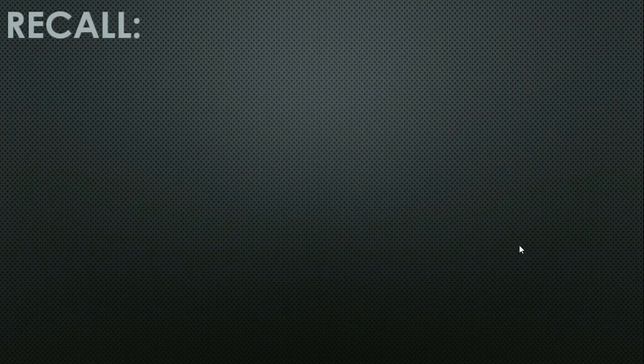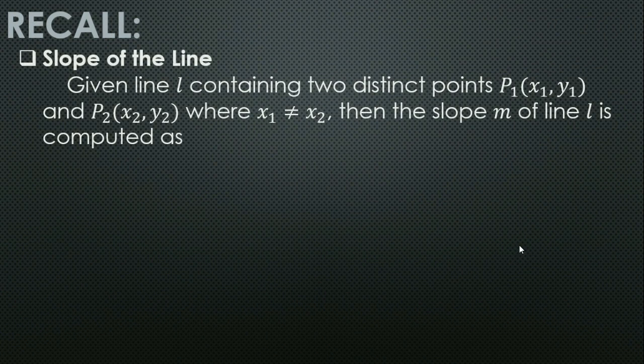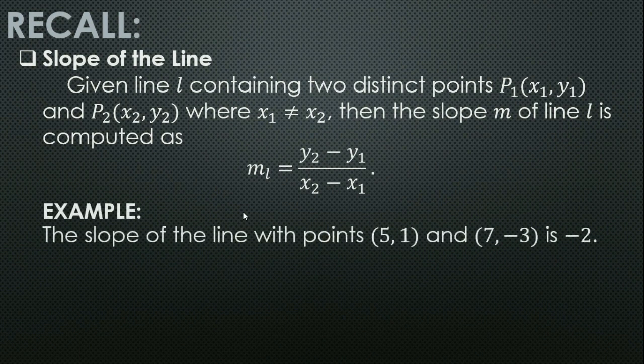Before we start discussing circles, let's try to recall these important formulas. Slope, distance formula, and the midpoint formula. Slope of the line. Given line L containing two distinct points, P sub 1, which contains coordinates x sub 1, y sub 1, and the point P sub 2, which has coordinates x sub 2, y sub 2, where x sub 1 should not be equal to x sub 2, then the slope m of line L is computed as m of L is equal to y sub 2 minus y sub 1 all over x sub 2 minus x sub 1. So example, the slope of the line with points 5, 1, and 7, negative 3 is negative 2.